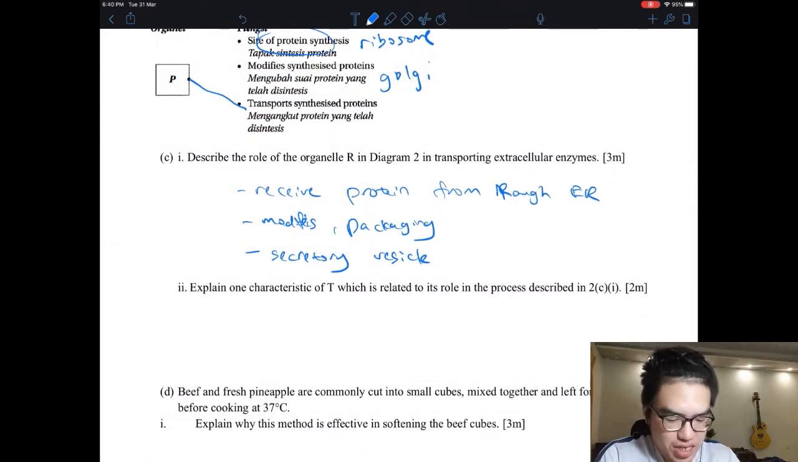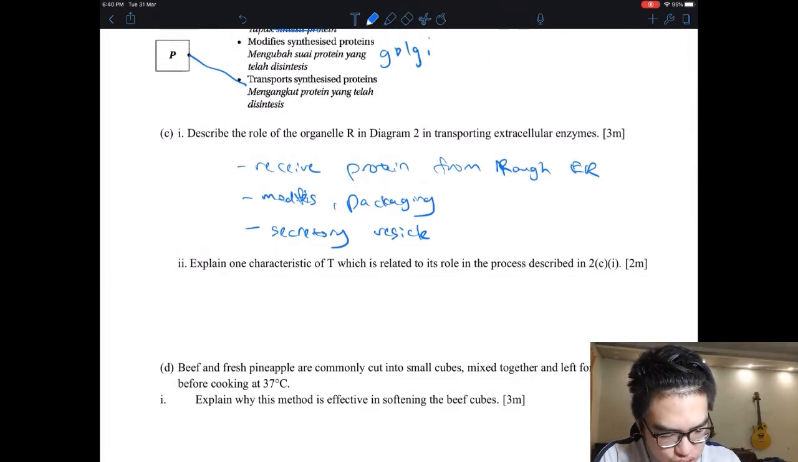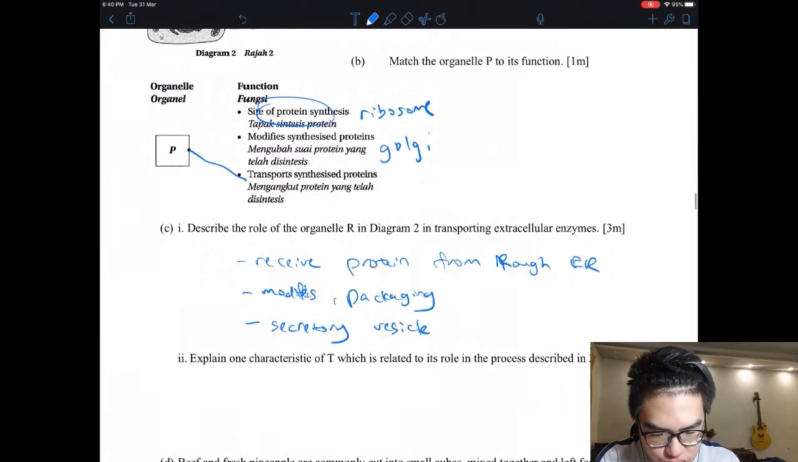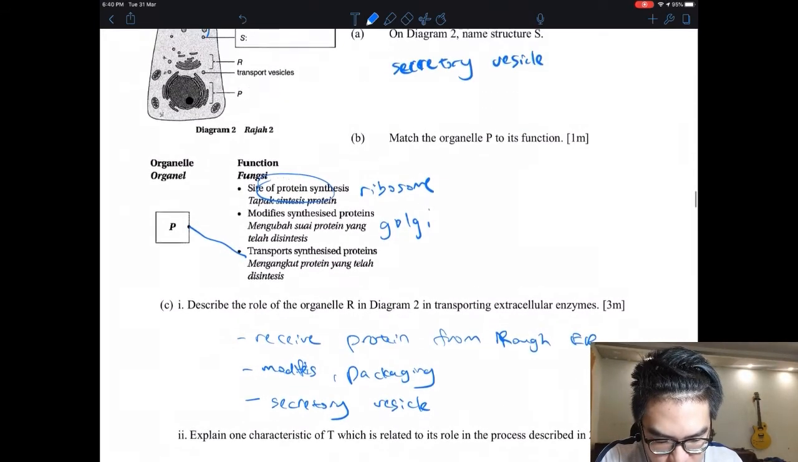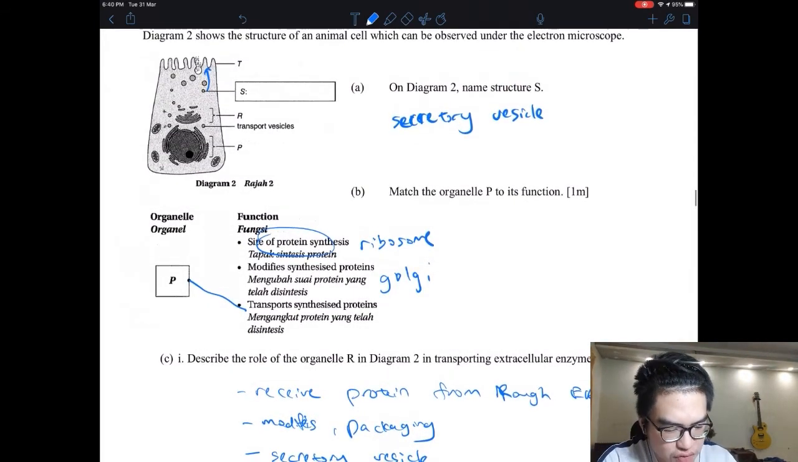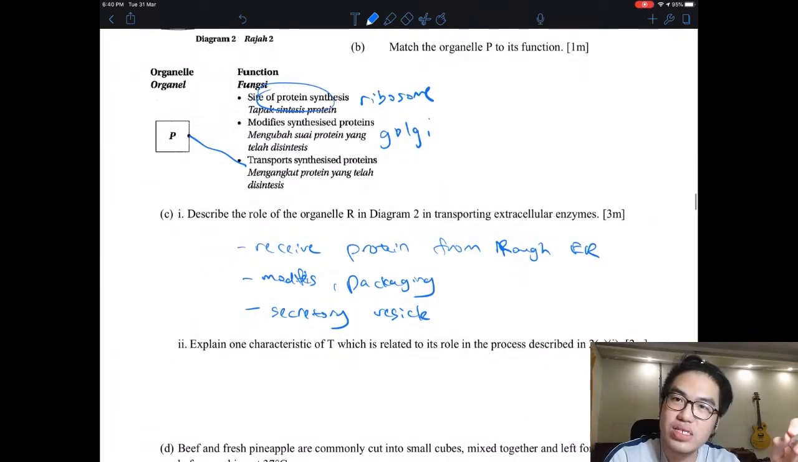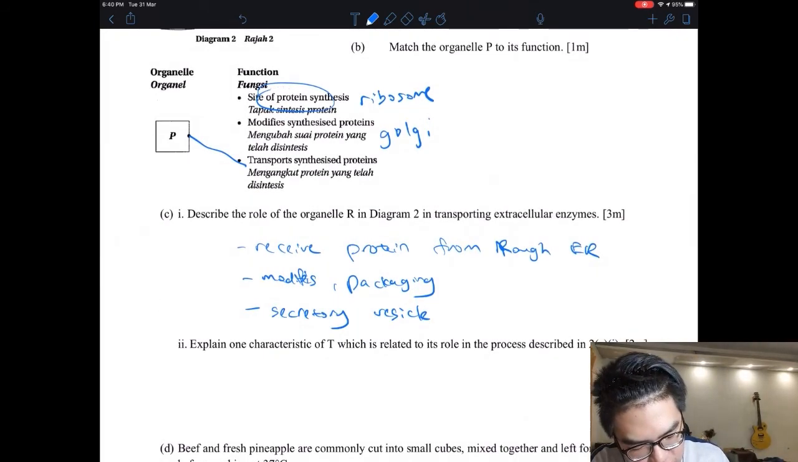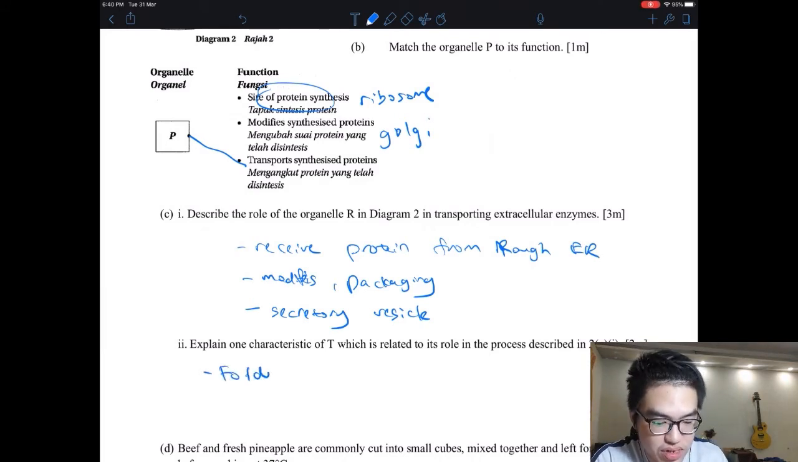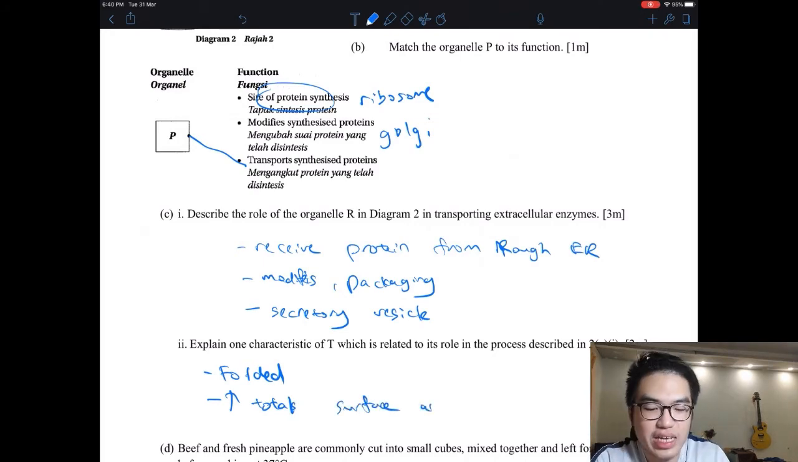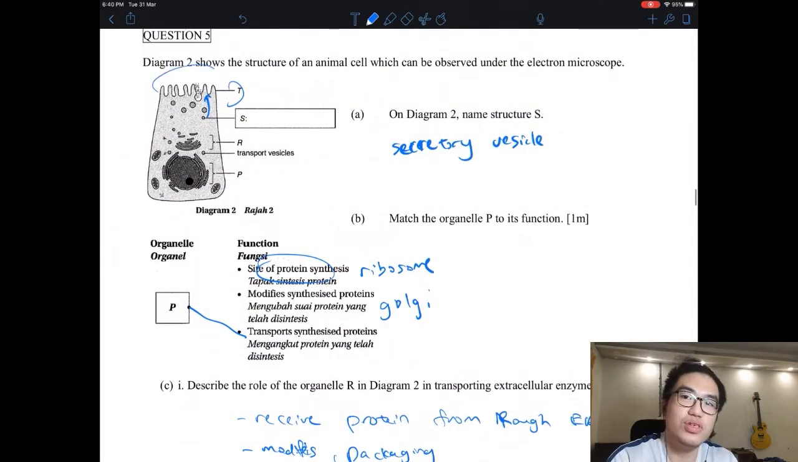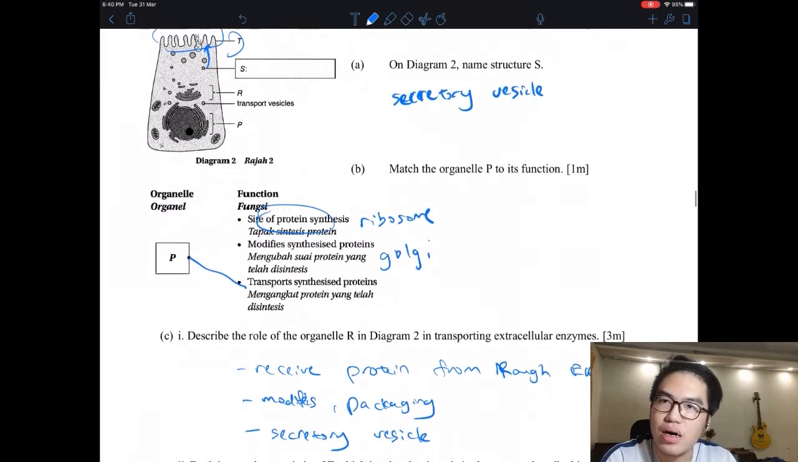So number 2, explain one characteristic of T which is related to its role in the process described in 2C1. So where is my T? What is T? Why is T folded? They want you to say folded. Please say the characteristic first, which is folded. Why is it folded? This is to increase the total surface area. This could very likely be in your intestine, because I have more surface area, I can secrete more enzyme faster.